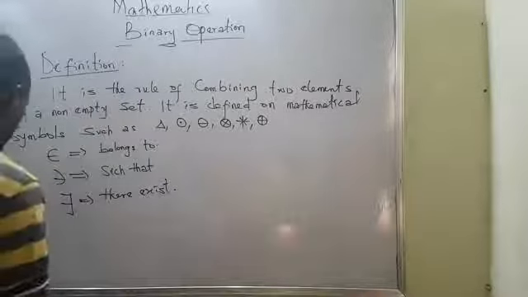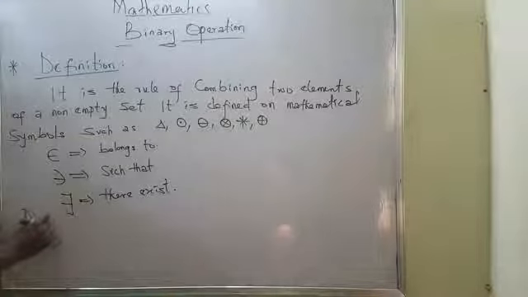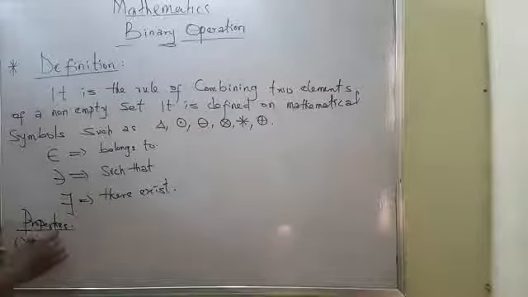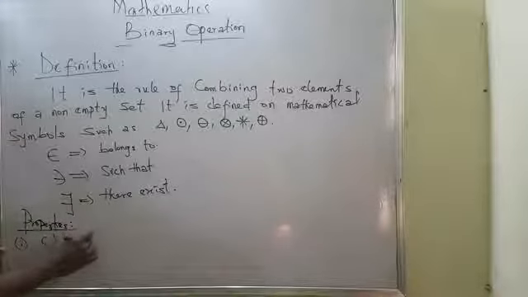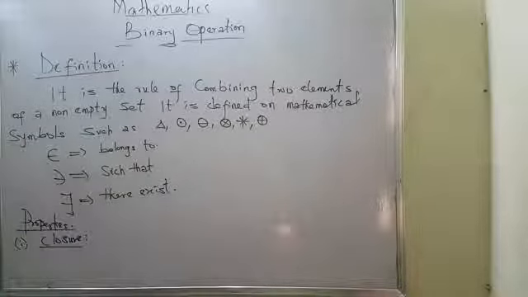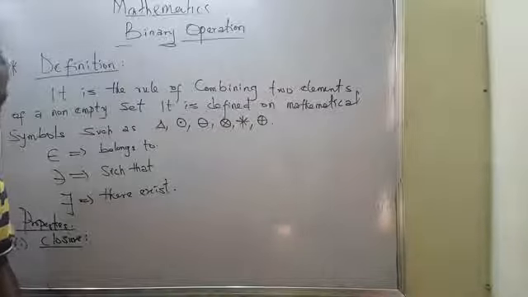Now let's talk about the properties. There are certain properties that bind elements in a binary operation. We'll talk about the first one, the closure property. Closure. When is a set of information or something like this said to be closed? When is it said to be closed? When is a set said to be closed?